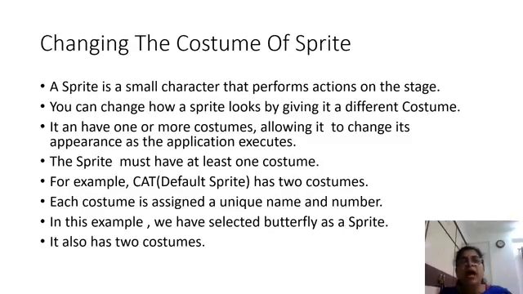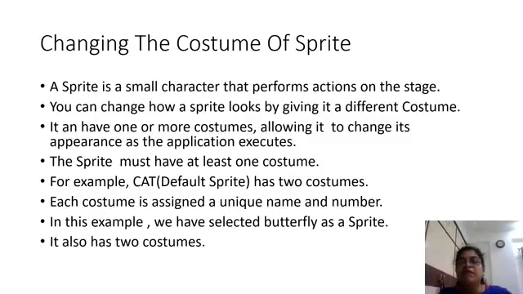It has one or more. It can have more than one costume, allowing it to change its appearance as the application executes. The sprite must have at least one costume. For example, the cat default sprite has two costumes. Each costume is assigned a unique name and number.